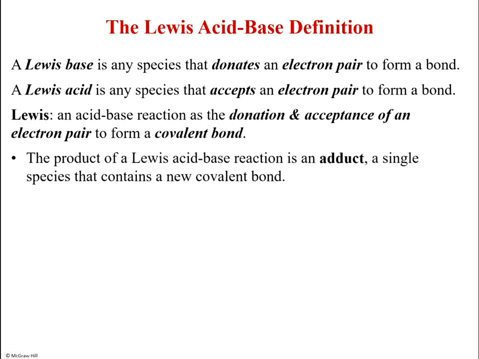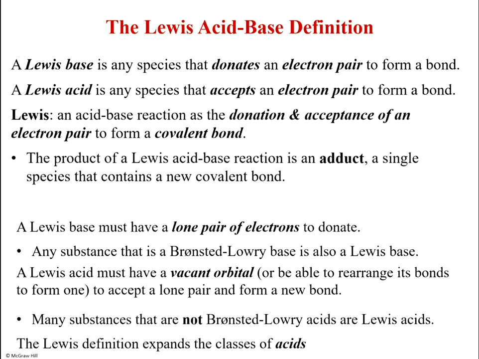The product of a Lewis acid-base reaction is an adduct, a single species that contains a new covalent bond. A Lewis base must have a lone pair of electrons to donate. Any substance that is a Bronsted-Lowry base is also a Lewis base. A Lewis acid must have a vacant orbital, or be able to rearrange its bonds to form one, to accept a lone pair and form a new bond. Many substances that are not Bronsted-Lowry acids are Lewis acids, so the Lewis definition encompasses more compounds. It's more expansive.